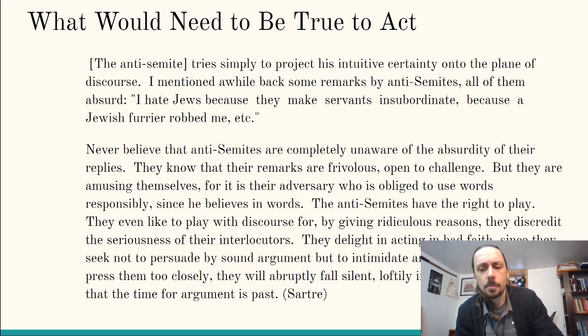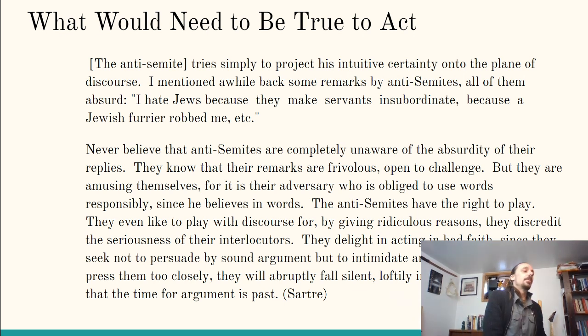So here's a remark from, this is pretty dark. Yes, it is. It is very dark. This is from Jean-Paul Sartre, who was a French existentialist in France during World War II. Fascism, or the anti-Semite, does not argue, does not have a kind of theoretical purchase on reality. They're not trying to win you over. They simply try to project certainty onto the plane of discourse. Right?